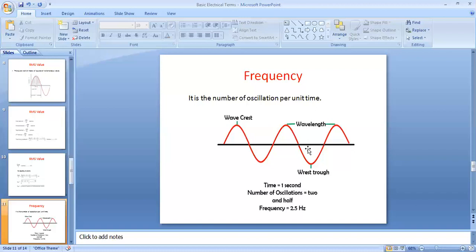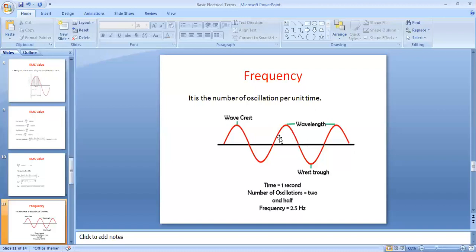We can also say that period is nothing but the time. So time is inversely proportional to the frequency or vice versa. Frequency is inversely proportional to the time. Frequency is the total number of oscillations per unit time.